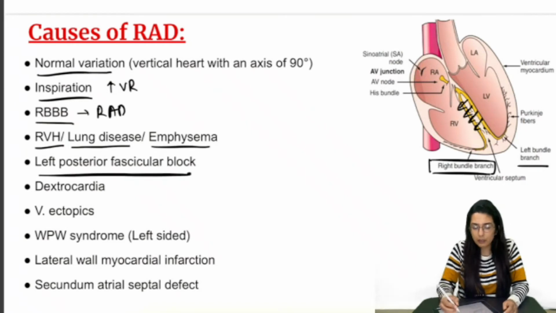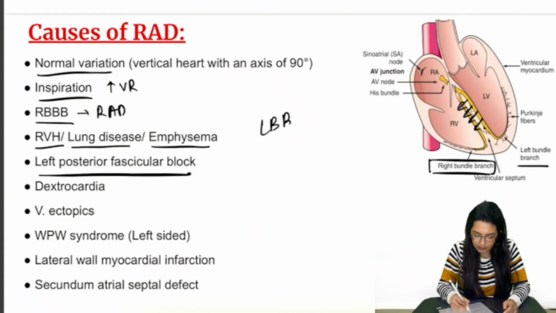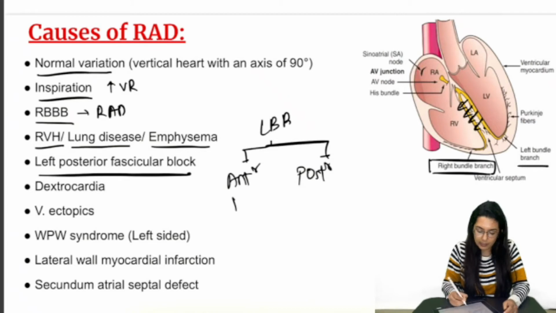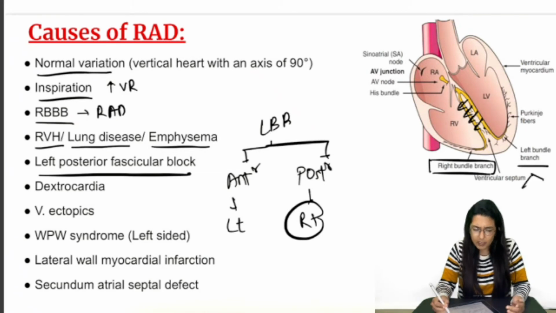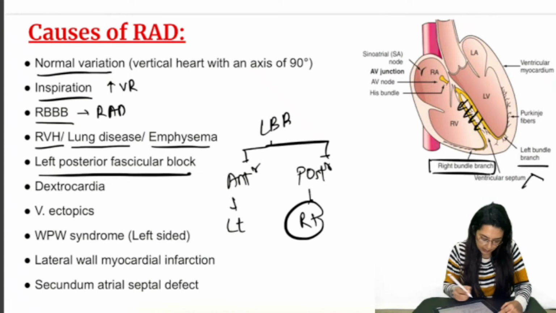Okay, left posterior fascicular block. The left bundle branch is divided into two fascicles, anterior and posterior. I have already discussed this in my previous video. Anterior is on the left side and posterior is on the right side. So posterior fascicular block will act like right bundle branch block. Whenever there is a left posterior fascicular block, the depolarization wave will go through the left anterior fasciculus of the left bundle branch and will try to depolarize the right side of the heart, so it can lead to right axis deviation.